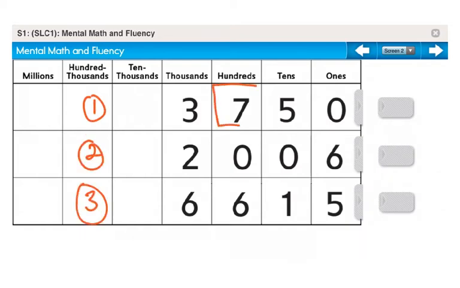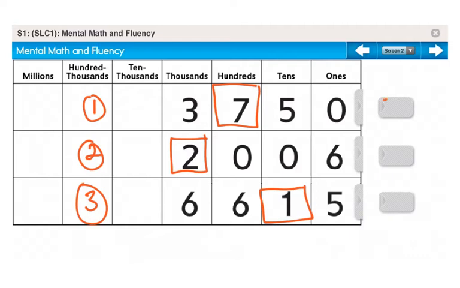What is the value of the 7 in number 1? What is the value of the 2 in number 2? And what is the value of the 5 in number 3? Pause your video and write down answers only.